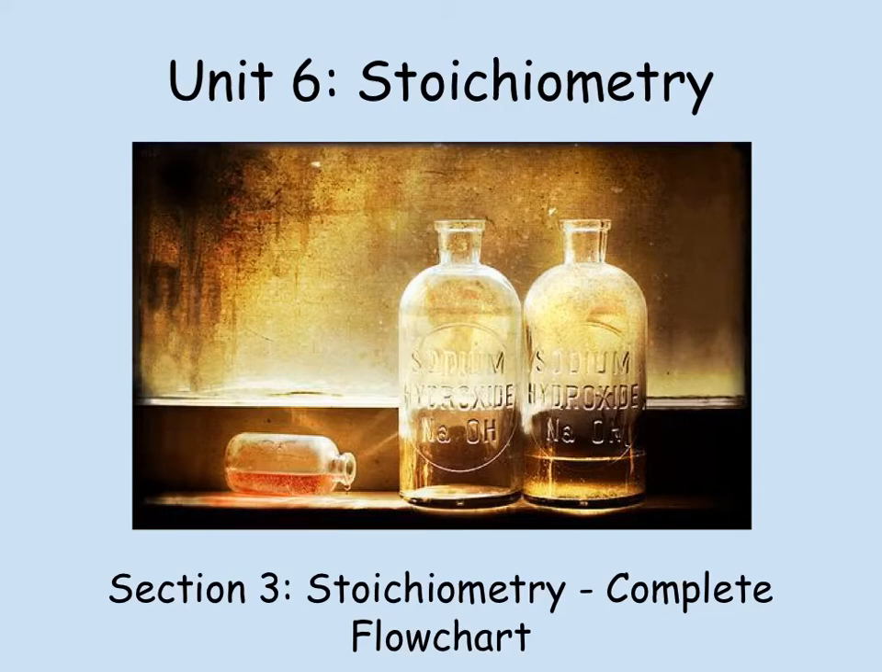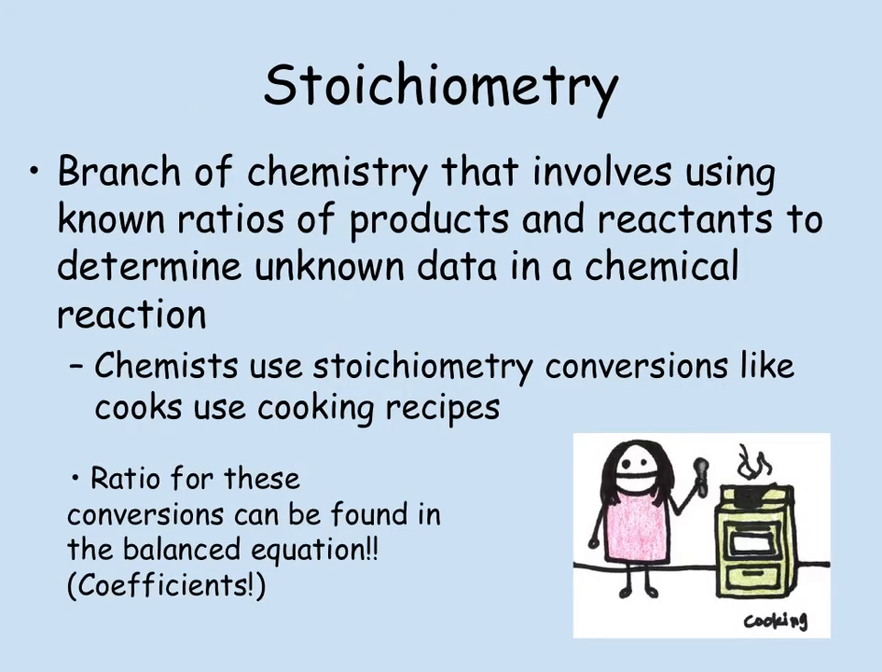Hey guys, today we're going to take the flowchart that we've been using and take it to the next level, add the rest of it on. So as an introduction, stoichiometry really by definition is just looking at the branch of chemistry involving known ratios of products and reactants in order to figure out data that we don't know. So we basically use a known ratio with those products and reactants.